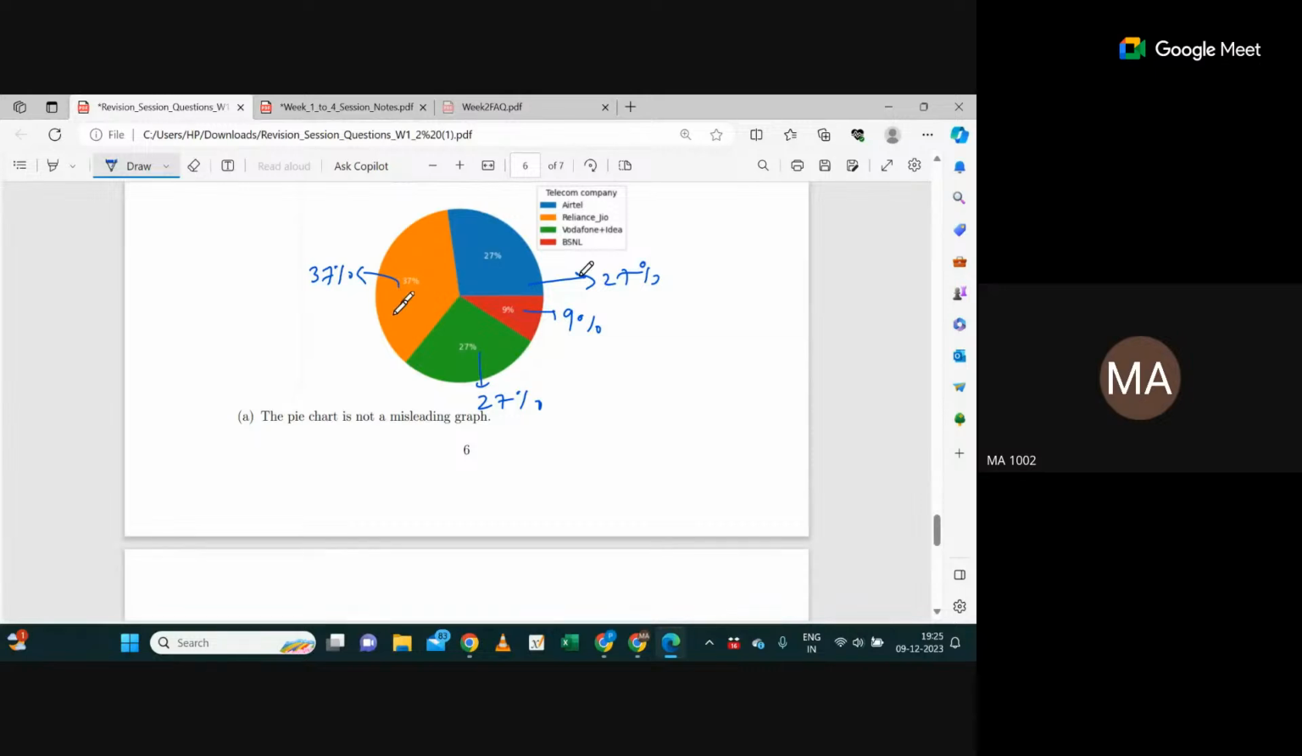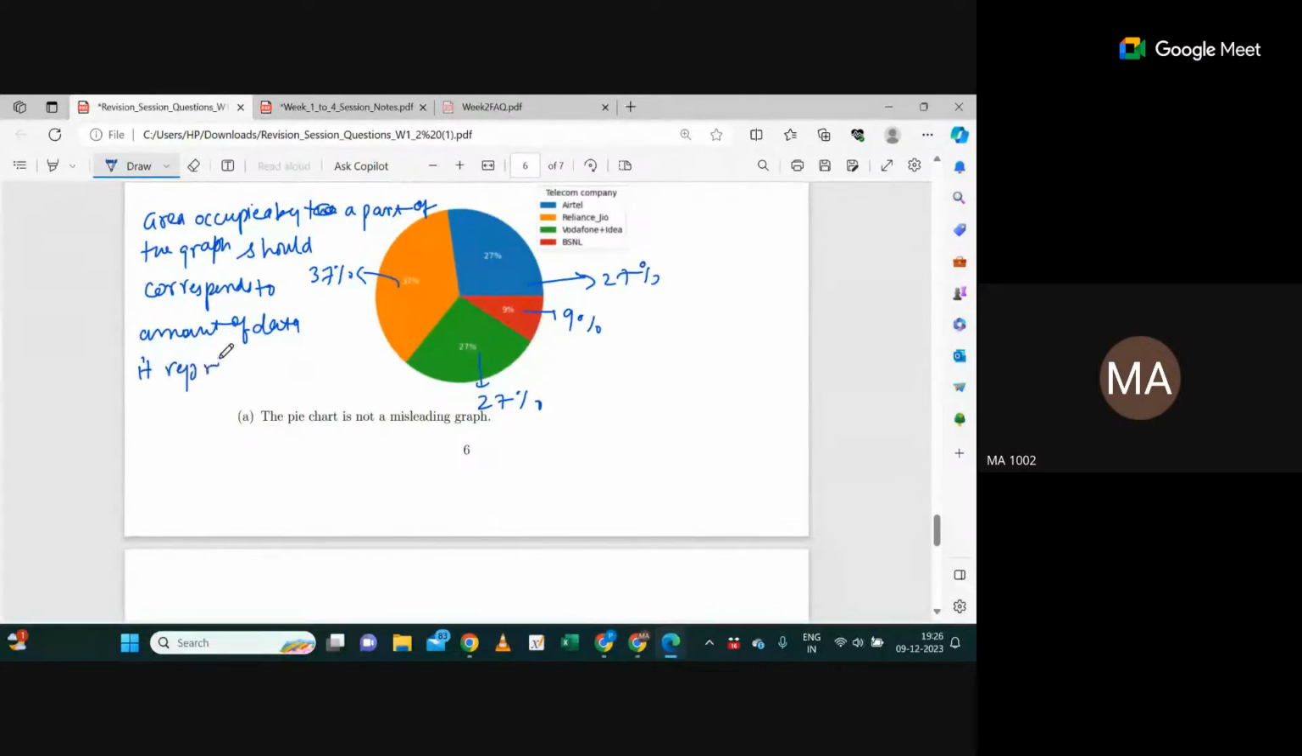First of all, let me tell you what misleading or the area principle means. The area principle says the area occupied by a part of the graph should correspond to the amount of data it represents. Now, what do I mean by this statement?